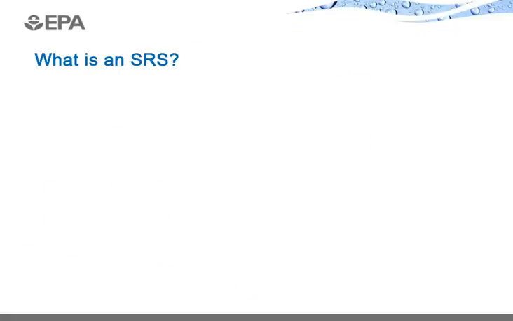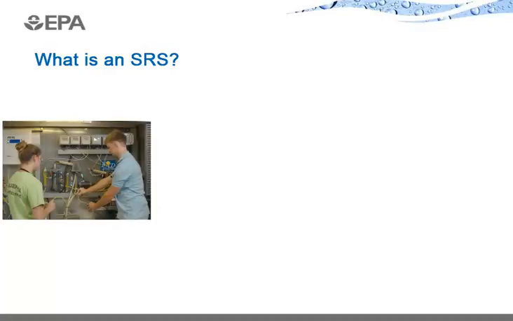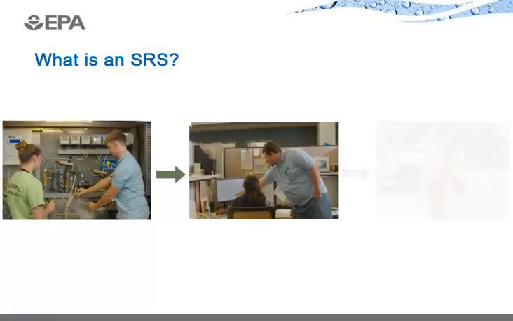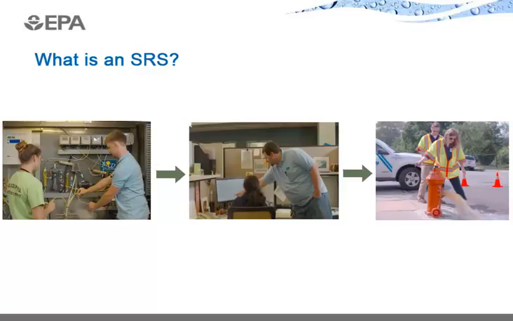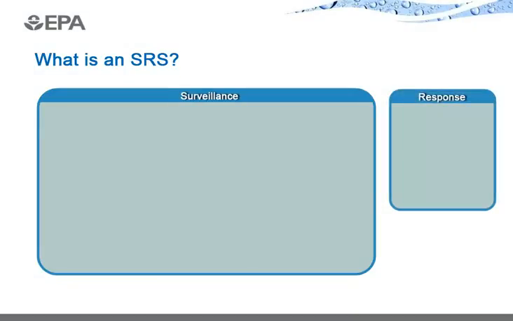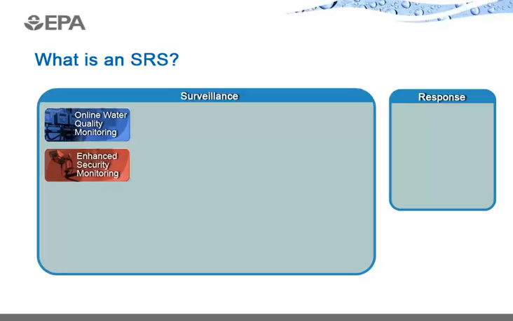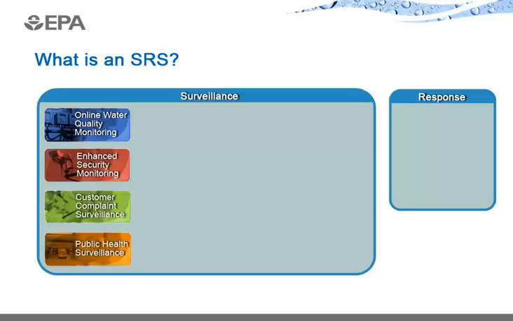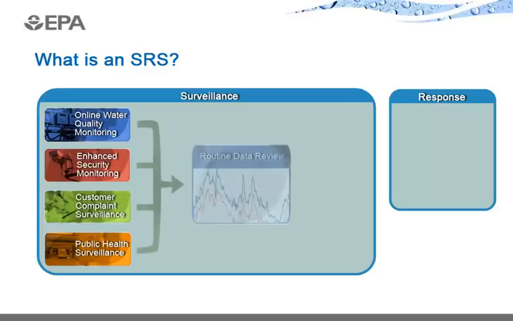An SRS provides a systematic framework for enhancing distribution system monitoring activities to detect emerging water quality issues and respond before they become problems. It consists of 6 components grouped into 2 operational phases: surveillance and response. The surveillance components include OWQM, enhanced security monitoring, customer complaint surveillance, and public health surveillance, and are designed to provide timely detection of water quality incidents in distribution systems.